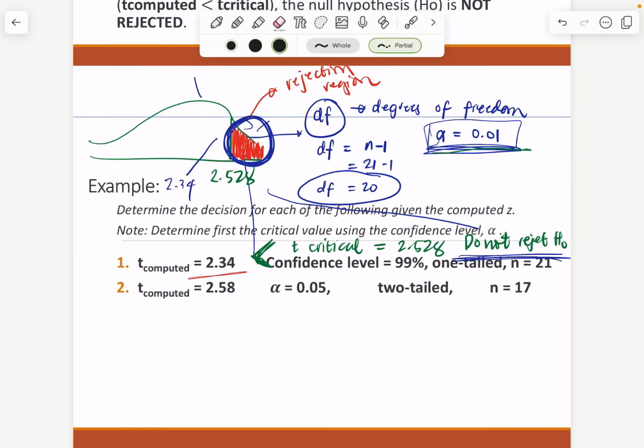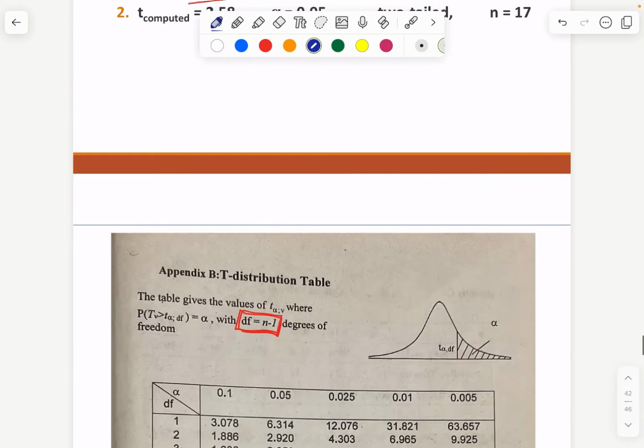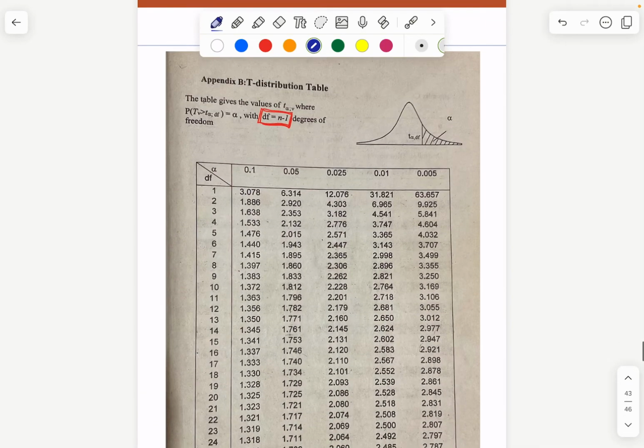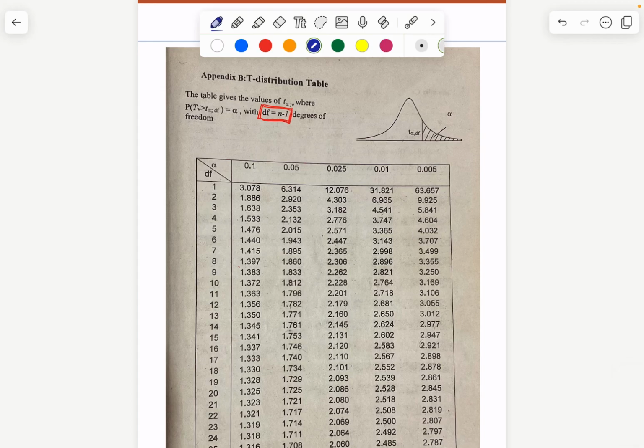Okay, so let's proceed with example number 2. Now, just like the first example, T-critical is not given. So, we have no T-critical. We still need to find T-critical. What do we need to find T-critical? We need this table, the T distribution table. So, during the exam, you need to have this table.